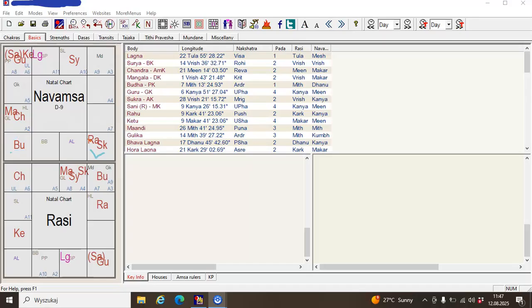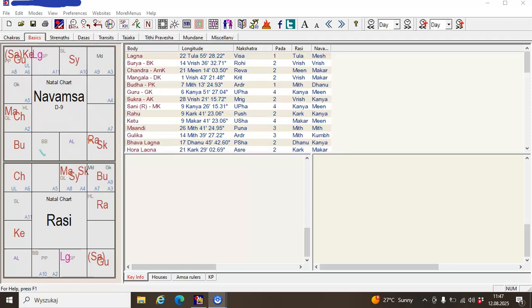Then we'll come to, obviously, Tula. What we see, Tula's lord, Shukra, is placed in Kanya, 12 houses or Rashis away. So we'll take 12 full years as the Mahadasha length.